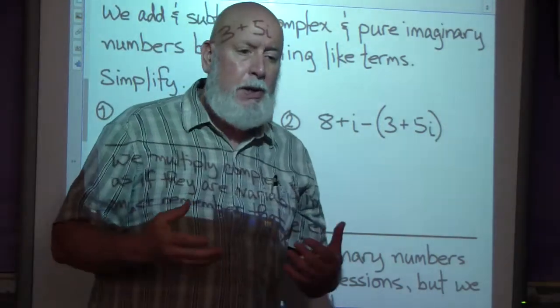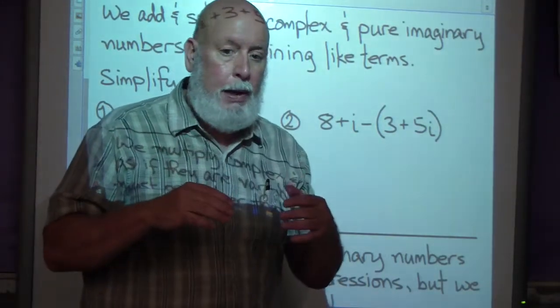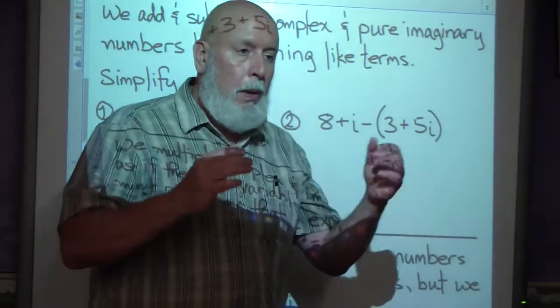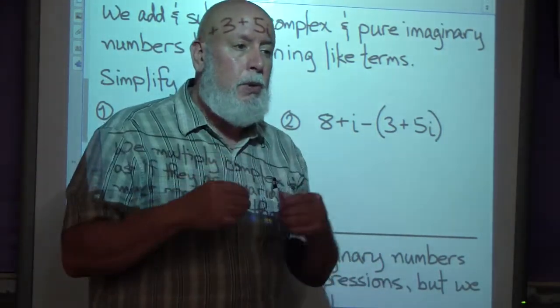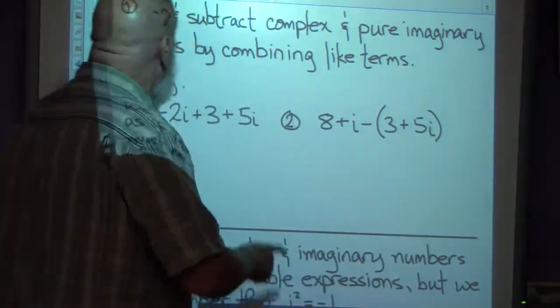We can treat them very much like variables. I's, we can treat them like variables as long as we're adding and subtracting. They're not variables. I is the square root of negative 1. It's a number. But when we go to combine them using addition and subtraction, we can treat them like variables, which is to say we can combine like terms. And that's what this is.